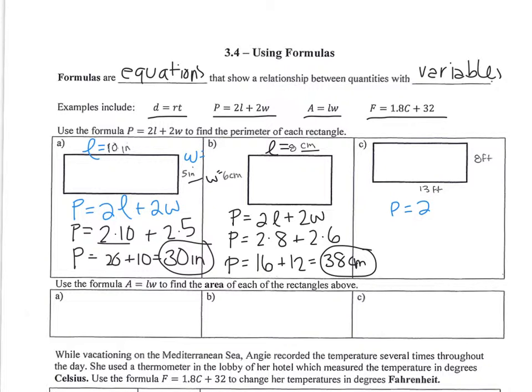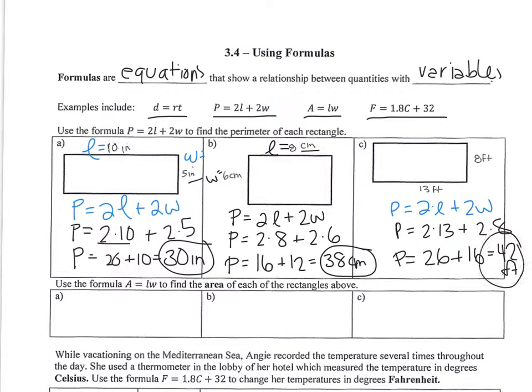And the last one, write the formula. Perimeter equals 2 times length plus 2 times width. Now substitute. Perimeter equals 2 times 13 plus 2 times 8. So perimeter equals 26 plus 16, which is 42 feet. So there's my answer.